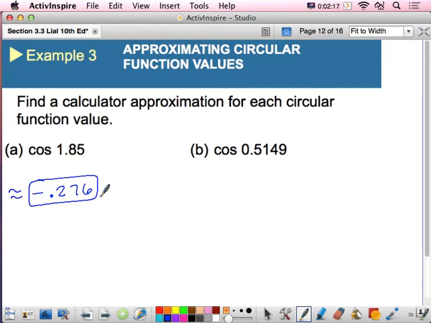Type in cosine of 0.5149. And what do you get? 0.8703. So 0.870 if I ask you to go to 3 decimal places. Okay, 0.870.